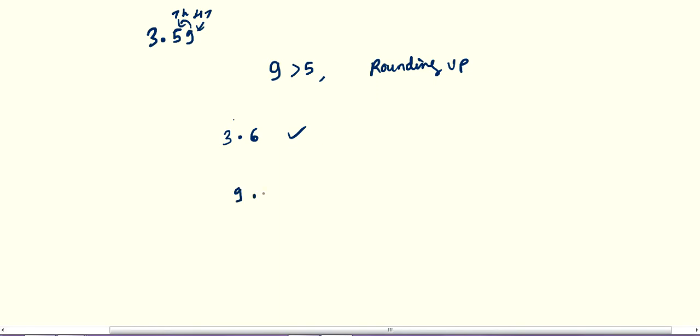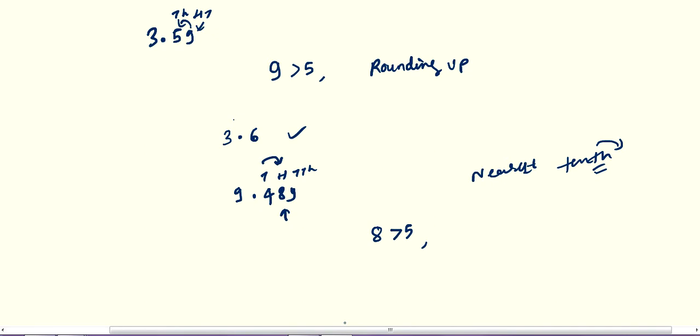Then the last number is 9.489. So 9.489, tenth position, hundredth position, thousandth position. As I told you, we are rounding off to the nearest tenth. So after the tenth we have to select. After the tenth we have the hundredth and the digit at hundredth is 8. And as you know 8 is greater than 5. So this is the case of rounding up.